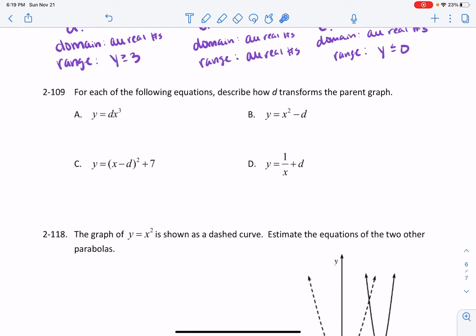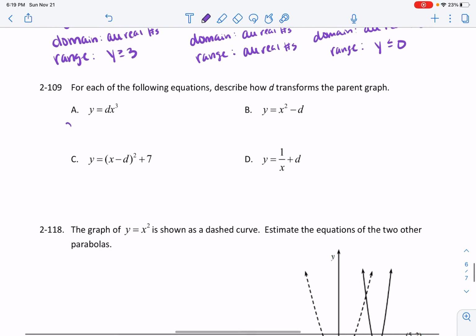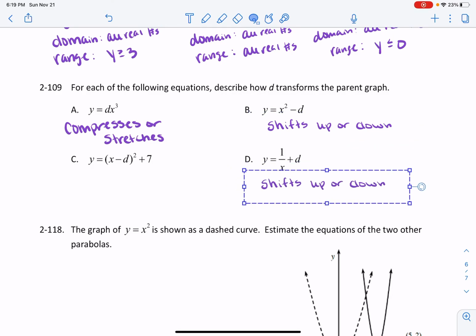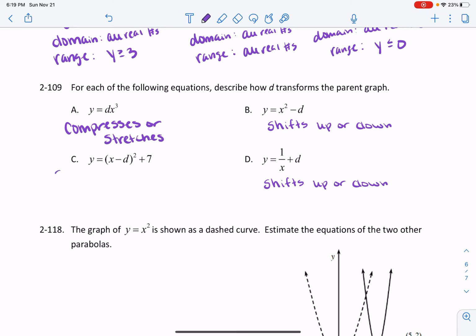I will go ahead and write that down. So this one compresses or stretches. This one we said shifts up or down. And that was also for this one as well, shifting up or down. And this one was shifts left or right.